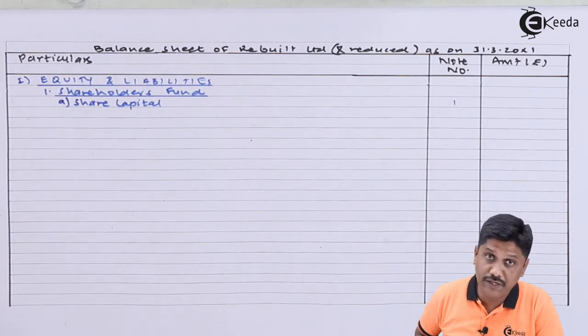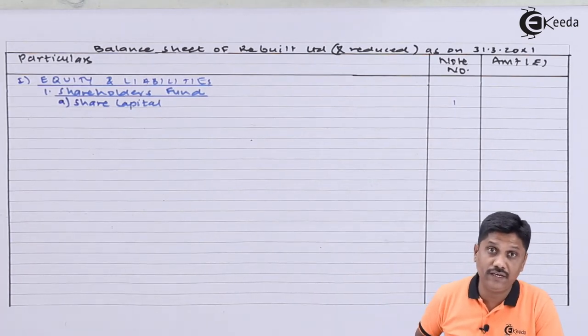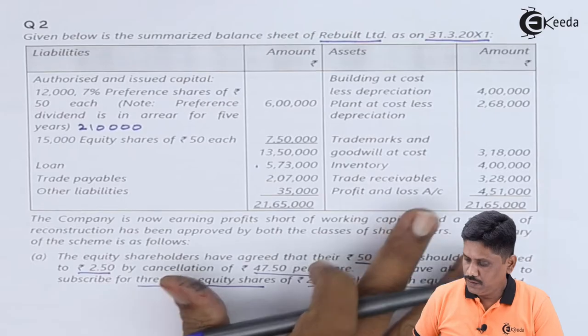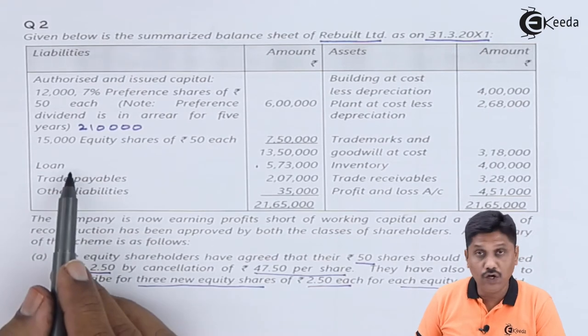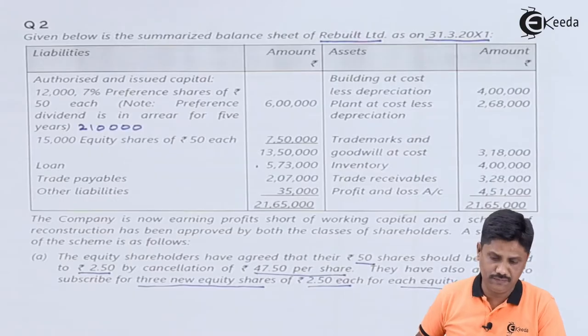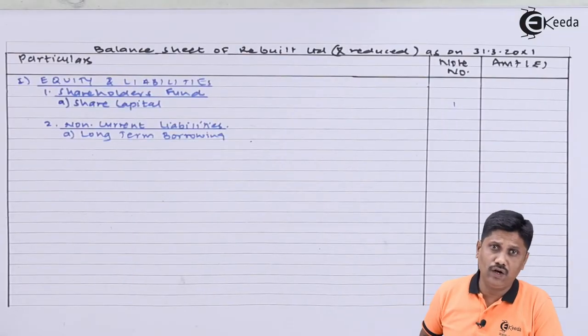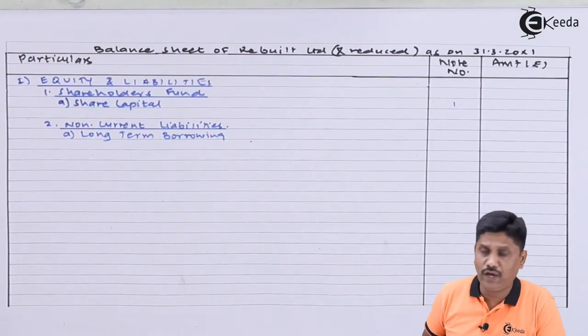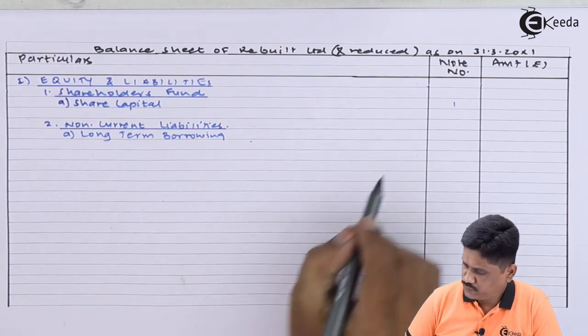There are no reserves to be written here, so we will not write them. Thereafter, depending on the balance sheet, we will prepare other things. In the balance sheet, there is a loan. We are presuming it is long-term borrowing and a non-current liability. In long-term borrowing, there is only one loan, but it has some calculation. So, I will prepare a note number 2.